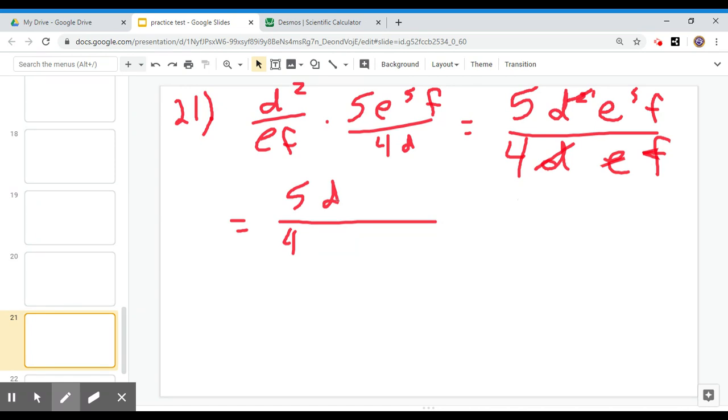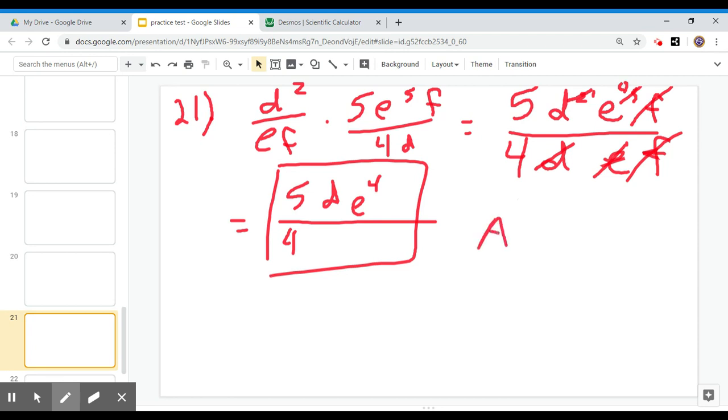For these e's, I'm going to do the same thing. So I cancel out one of these and I take away one of these. Then I'm left with e to the 4th in the numerator and no e's on bottom. Then these f's, I can actually just cancel both of those out. So we're left with no f's. So we have 5 d e to the 4th over 4, which was letter A.